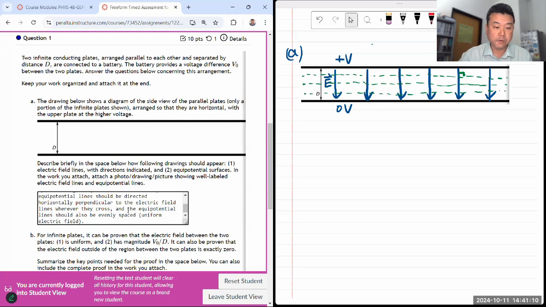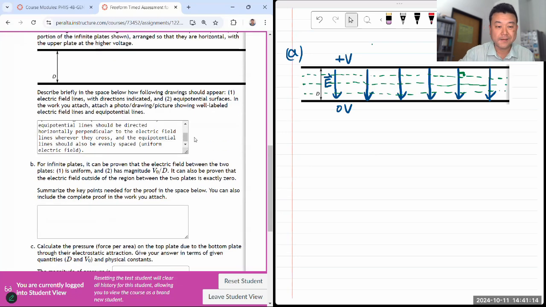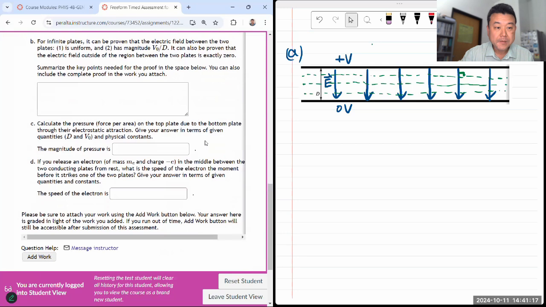In our old midterm exam, I would have people actually just draw on the exam, but this is the best I can get it to work in the online setting. So, infinite plates. It can be proven that the electric field between the two plates is uniform, with magnitude V naught over d. It can also be proven that the electric field outside the region between the two plates is exactly 0. Summarize the key points needed for the proof in the space below. You can also include, you don't have to. So, key point.